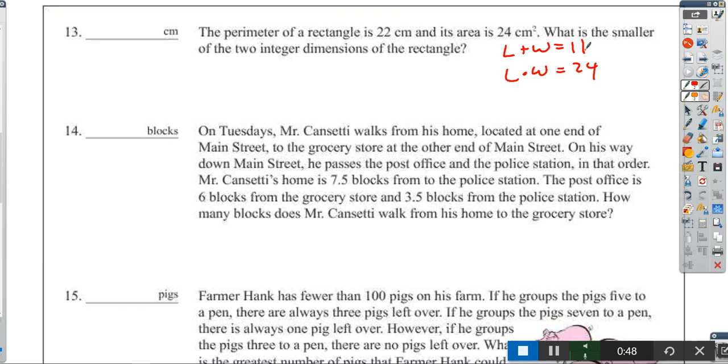6 and 4? No. 8 and 3? Yeah, 8 and 3. 8 times 3 is 24. 8 plus 3 is 11. So we know that the side lengths are 8 and 3. So what is the smallest of the two? It is 3.